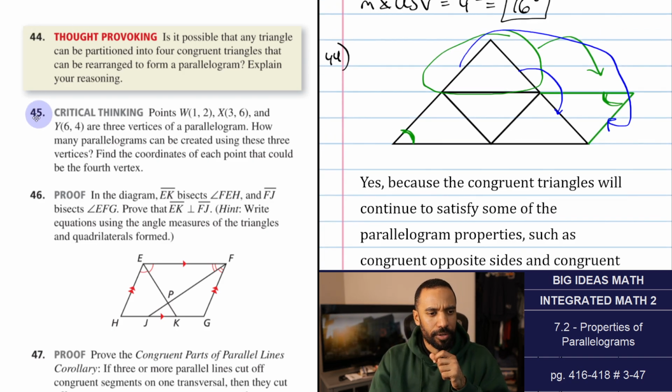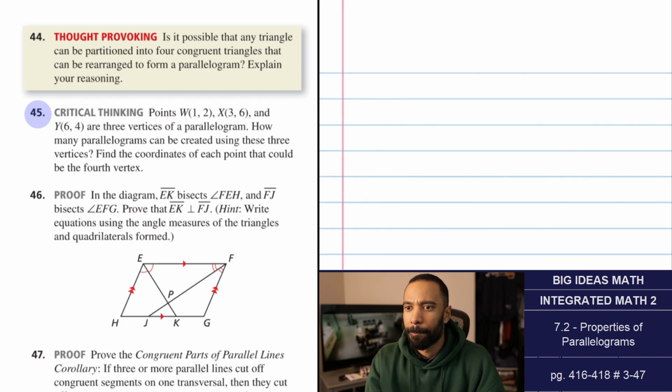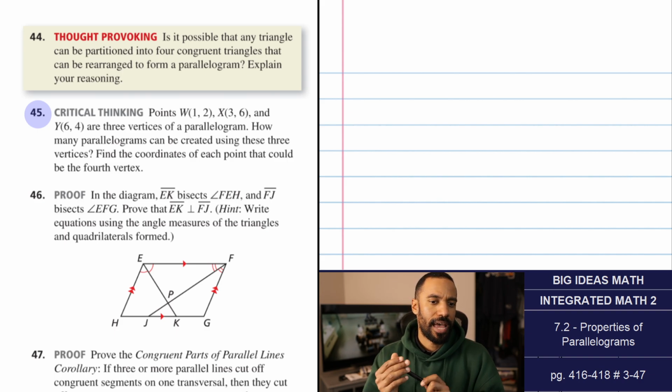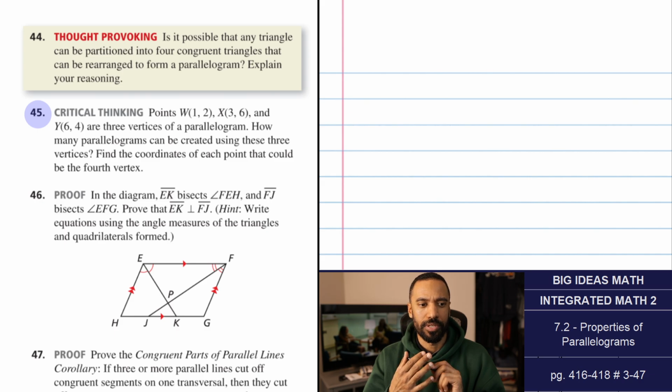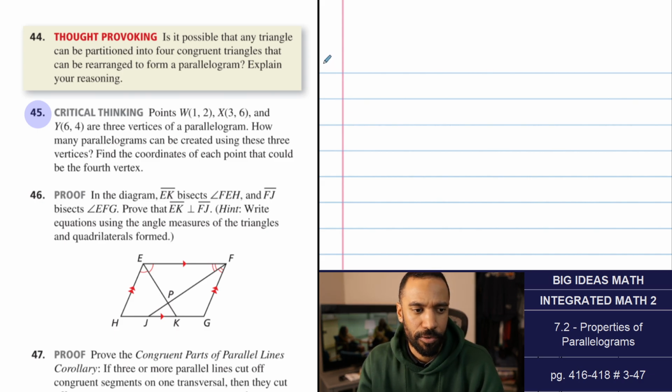Okay, number 45, critical thinking, there is a graph. Points W, X, and Y are three vertices of a parallelogram. How many parallelograms can be created using these three vertices? Find the coordinates of each point that could be the fourth vertex.